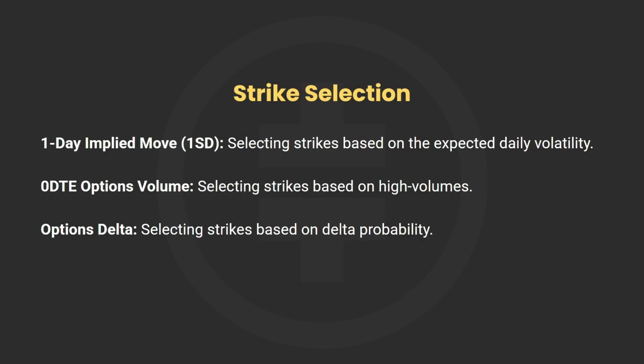There are 3 simple, repeatable ways to select strikes for a 0 DTE iron condor, and each one offers an edge. 1-day implied move, selecting strikes based on the expected daily volatility. 0 DTE options volume, selecting strikes based on high volumes. Options delta, selecting strikes based on delta probability.